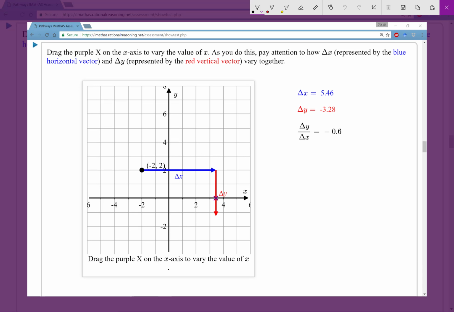What you should notice is, given any change in x, the change in y is always going to be negative 0.6 times as large. Visually, this should make sense. Our axes are to scale, so this change in y appears to be about negative 0.6 times as large as this change in x. You can also confirm this numerically. If you look at the change in x and the change in y, and you compute the ratio, that ratio is always going to be equal to negative 0.6.